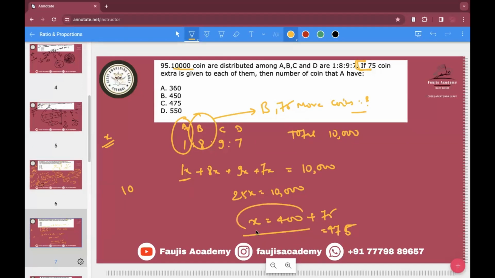The value of x is 400, multiplied by 8 and add 75. So it's 3,275, right? Now, don't make a silly mistake. Okay, you have calculated it right. Isn't it, Jenny? Was it tough? No, sir. Do not panic.